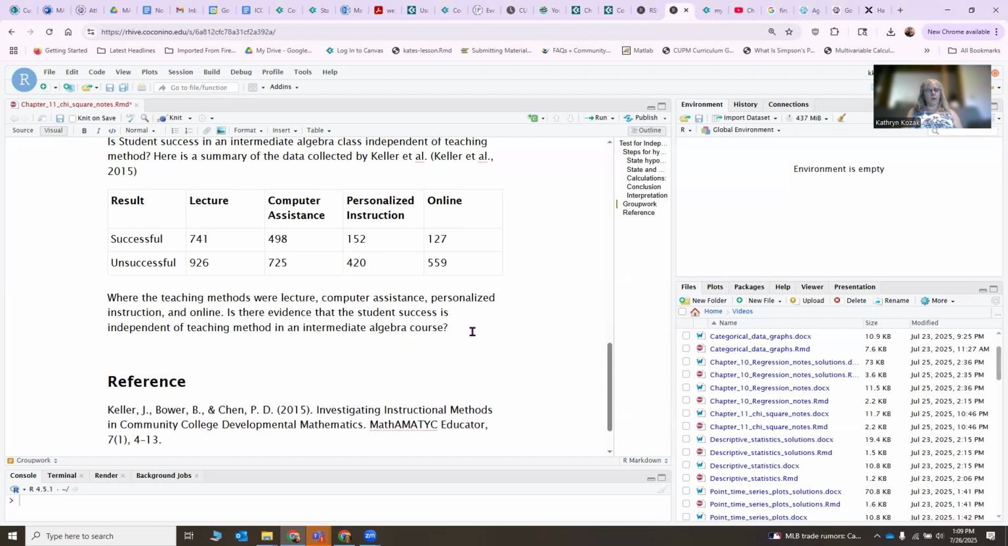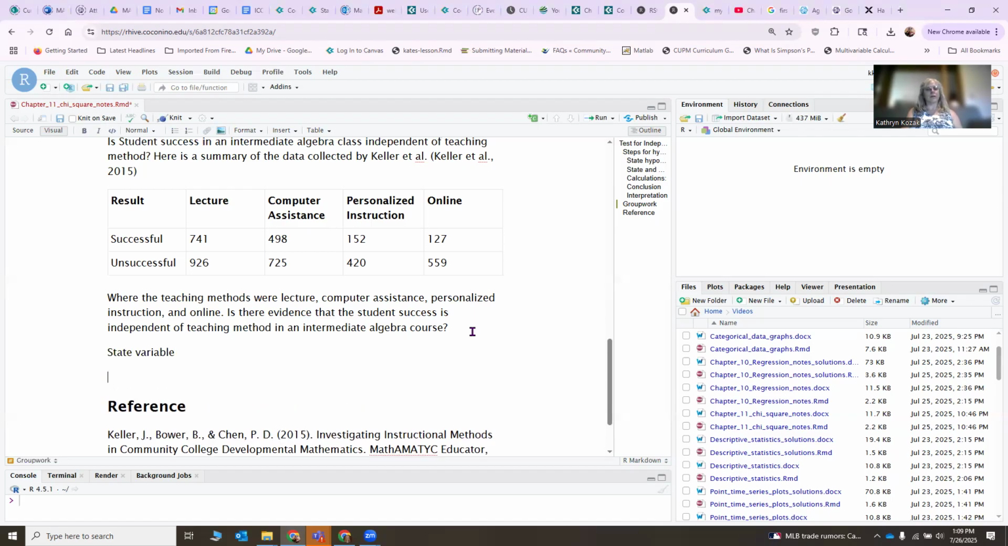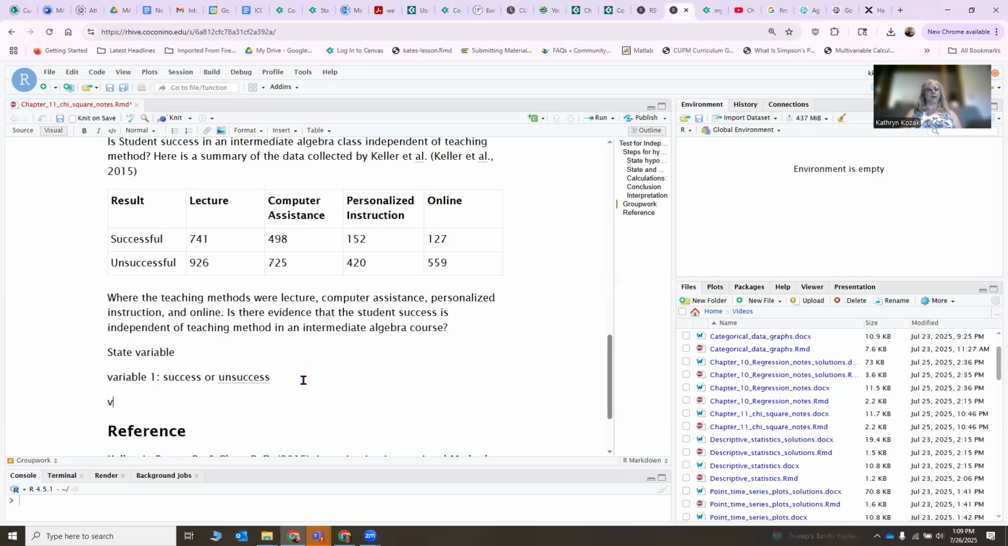I'm going to go with my variables. I'm going to state them for just a moment. I just said you don't have to, but I want you to see what it is. What we did is we looked at two different variables. We looked at success or unsuccess. That was one variable we looked at. And we also looked at teaching methods. That was the other variable we looked at.